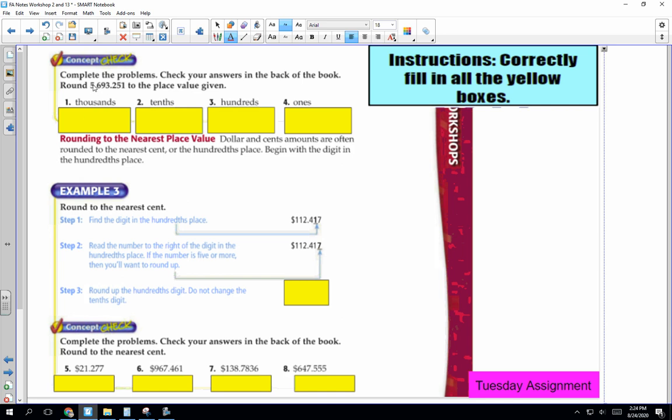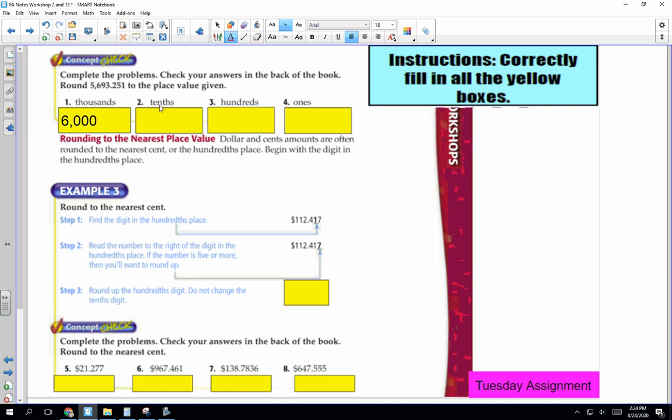So thousands, so we got 5 is the thousand place. The number before it is a 6, that is 5 or more. So it's going to bump this 5 up to a 6 and become 6,000.